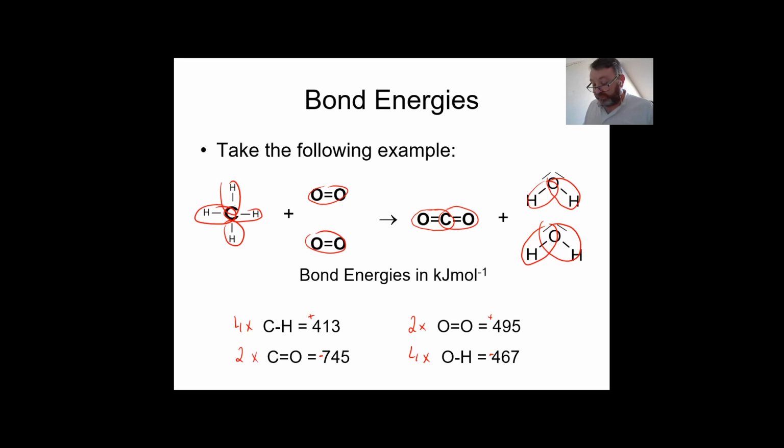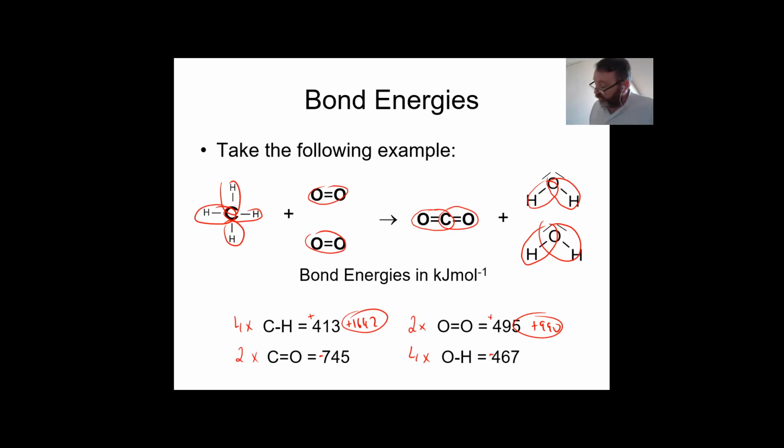So let's do this. 413 multiplied by 4 works out as 1652. 2 times, oh, that's plus, isn't it? Sorry, apologies, because we're breaking those. 2 times 495 works out as plus 990. So in other words, those 2 figures represent the amount of energy needed to break all bonds in the reactants.